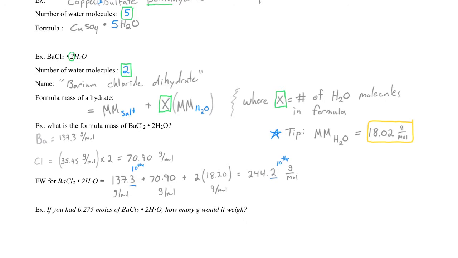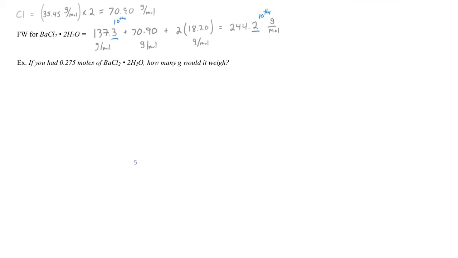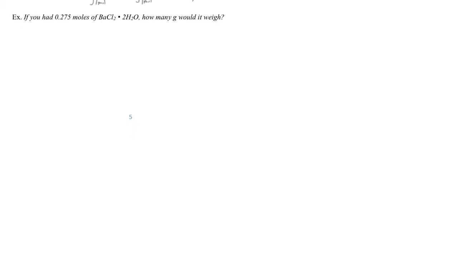Now let's take a look at this question example that I have here below. It says, if we had 0.275 moles of barium chloride dihydrate, how many grams would that weigh? So this is an example of how we can use the molar mass of this hydrated salt to do a calculation with it. Remember that we can use molar mass as a conversion factor between moles and grams or grams and moles. So let's try to set this one up.